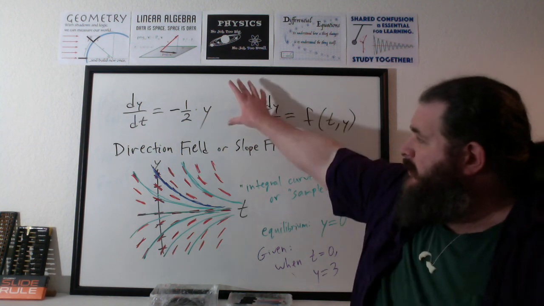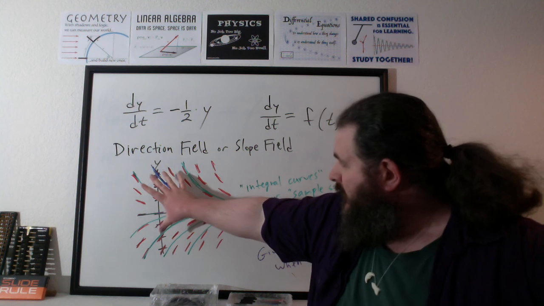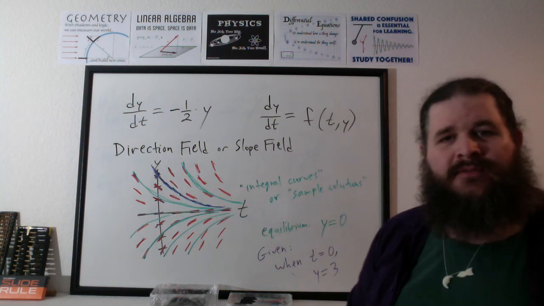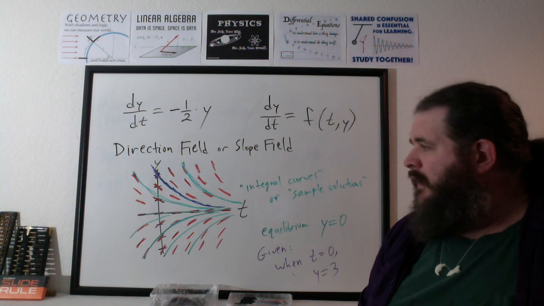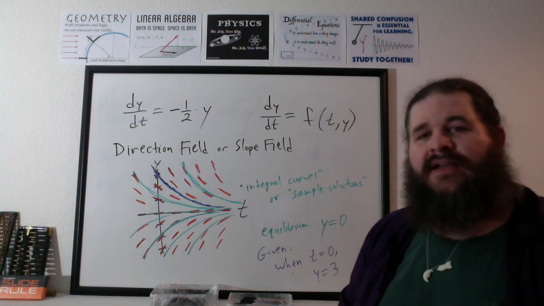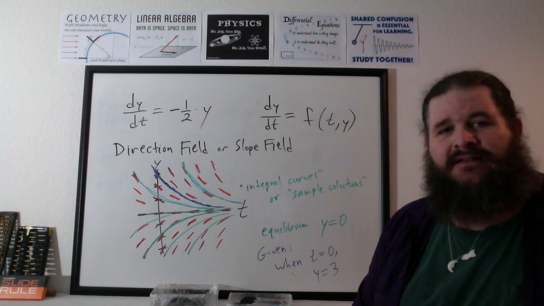And even if we hadn't already solved this, the direction field, the shape of the solutions here, gives us a very good idea that exponential decay seems to be what we're looking at. So the direction field is very useful for analyzing differential equations, analyzing the behavior of the solutions, even if it's not a differential equation you can solve analytically.